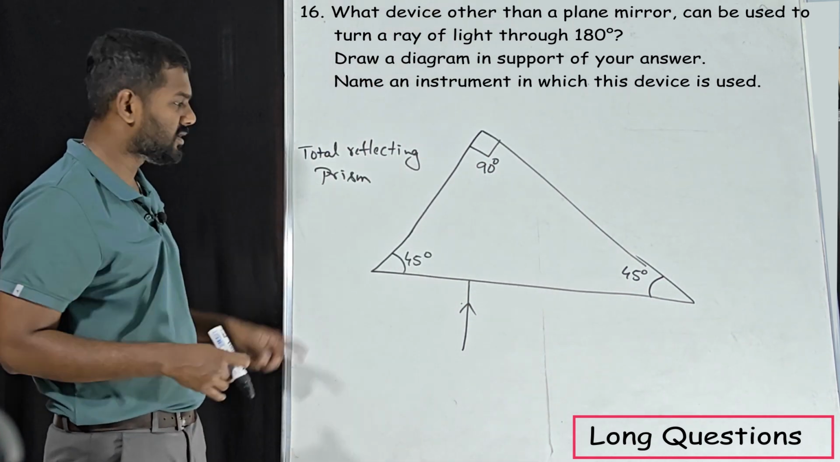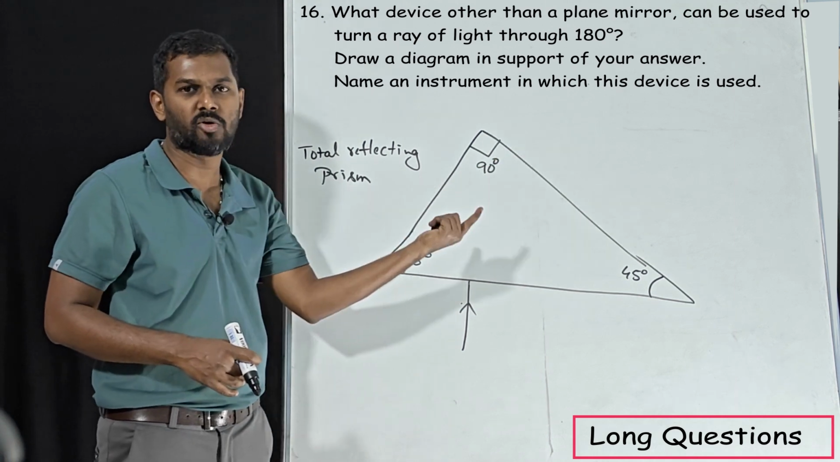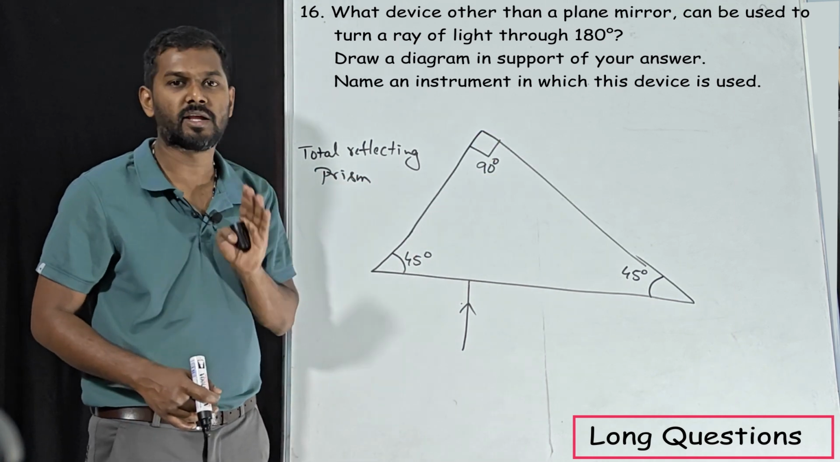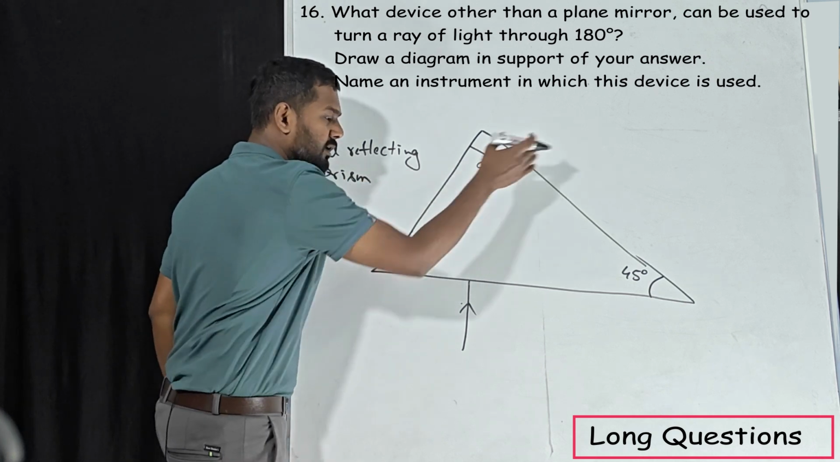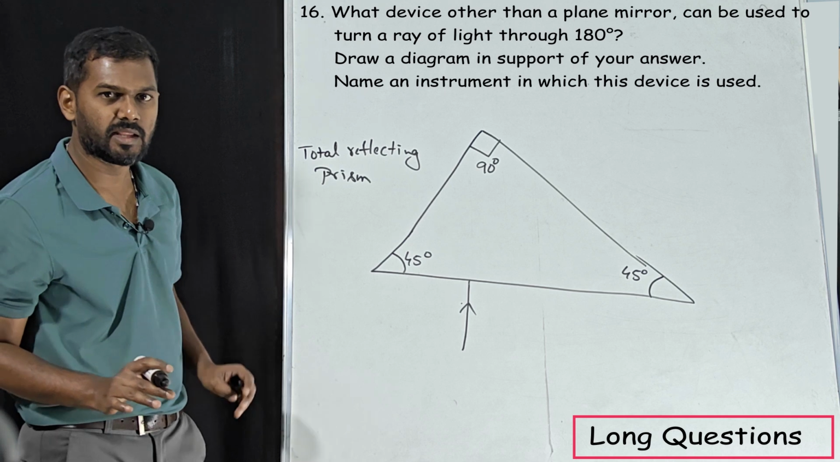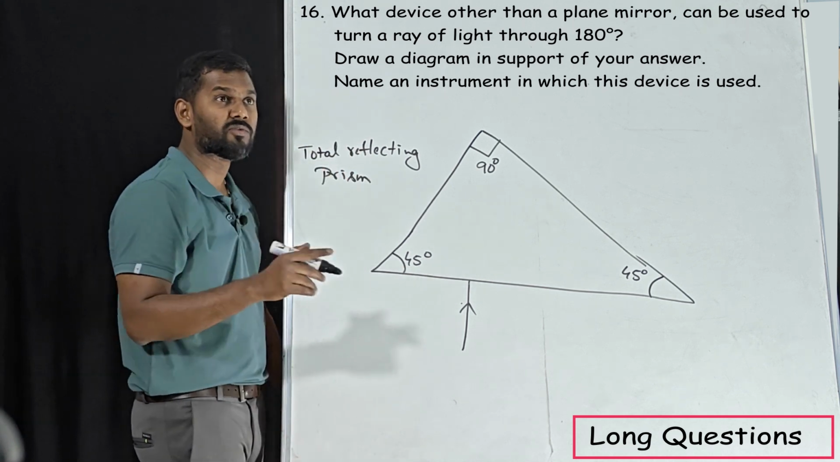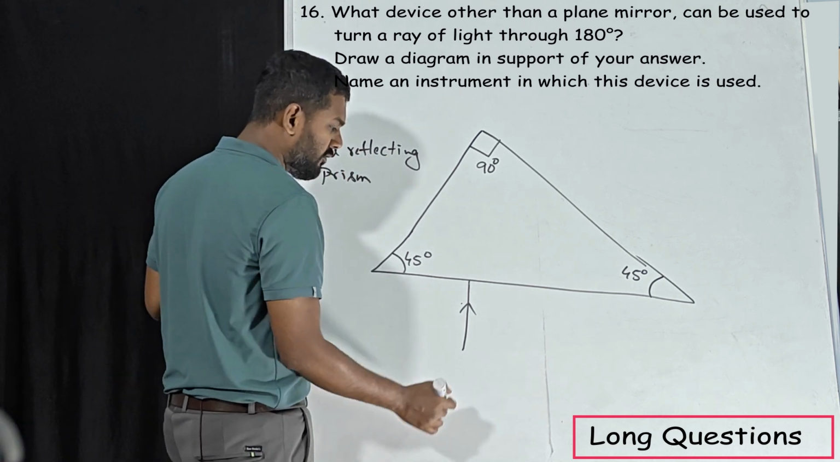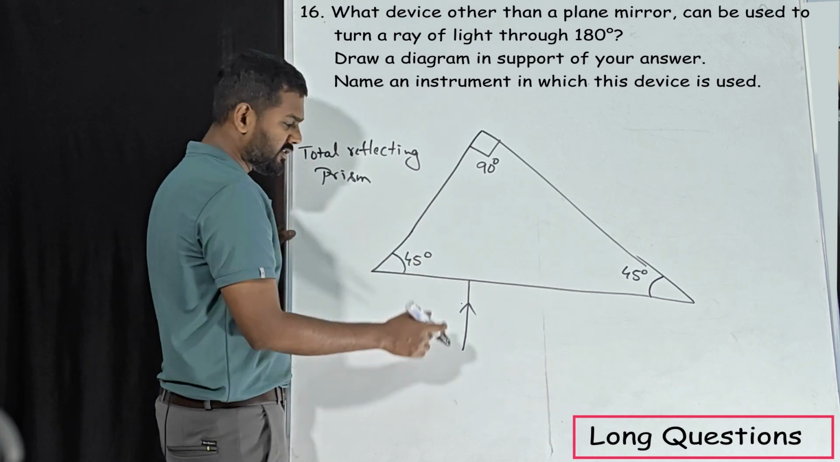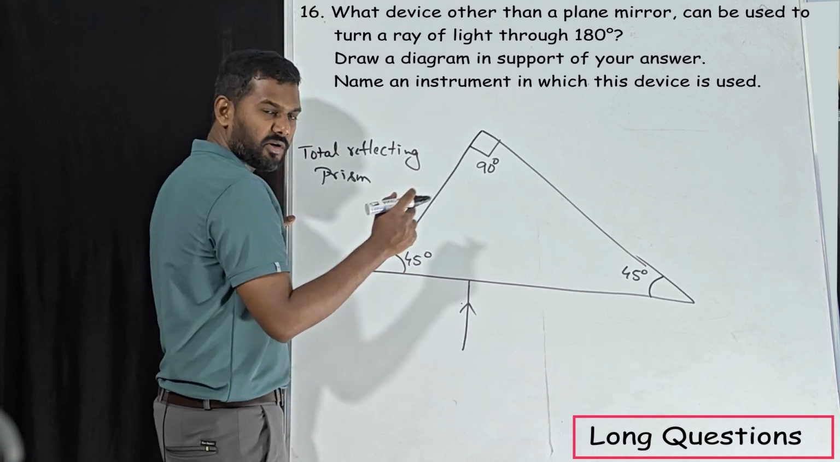What is the angle? If it is going in a straight line, 0 degree. If it is taking a U-turn, then it is 180 degree. If it is taking only one turn, one right or one left turn, then it is 90 degree. Now they are asking for 180 degree. That is what we are going to draw. For 180 degree, it has to come from the 45 degree surface. The incident ray should be between 45 and 45.